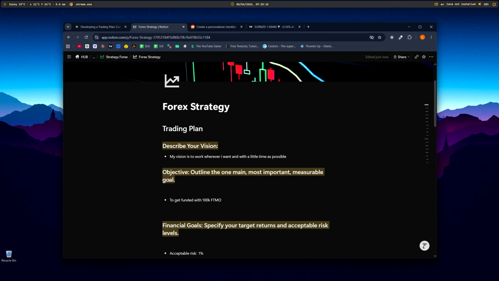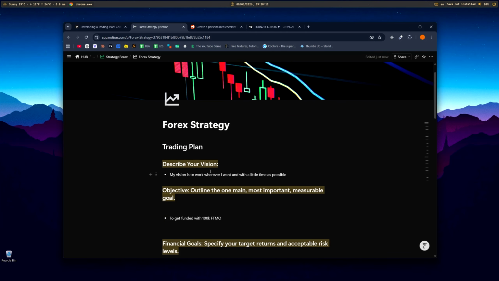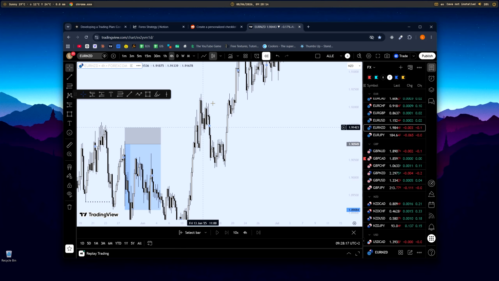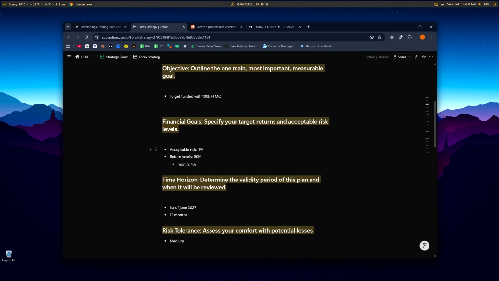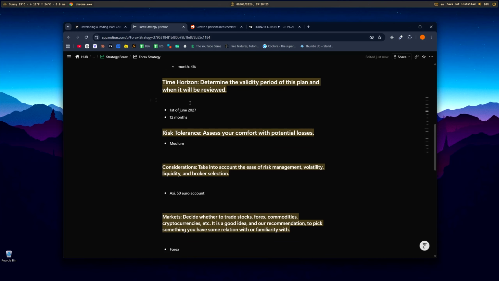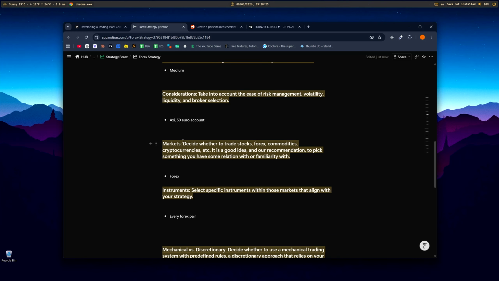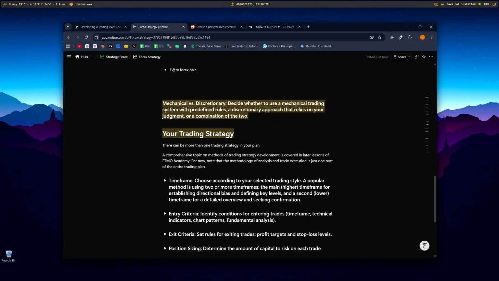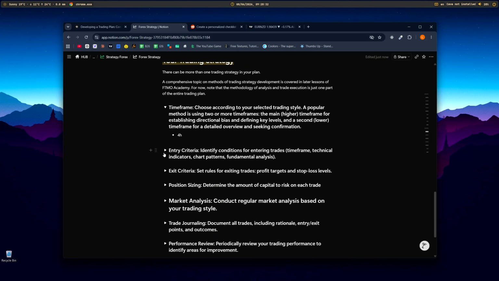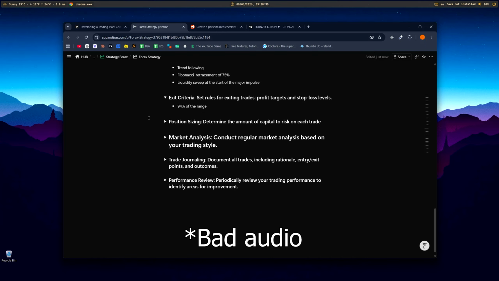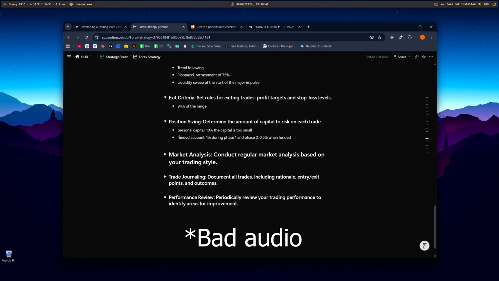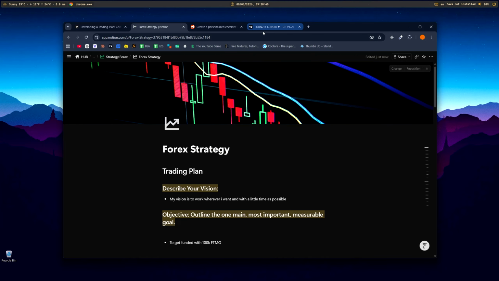To make it simpler, let's go through it one more time and then let's look at some charts. My vision is to work where I want, to get funded, acceptable risk. Okay, 4th of June 2027, medium risk tolerance. This is my first account. Every Forex pair, time frame 4 hour, entry criteria: trend following, Fibonacci retracement of 75, liquidity sweep, 95% of the range, and personal capital. Okay, now let's look at some charts.